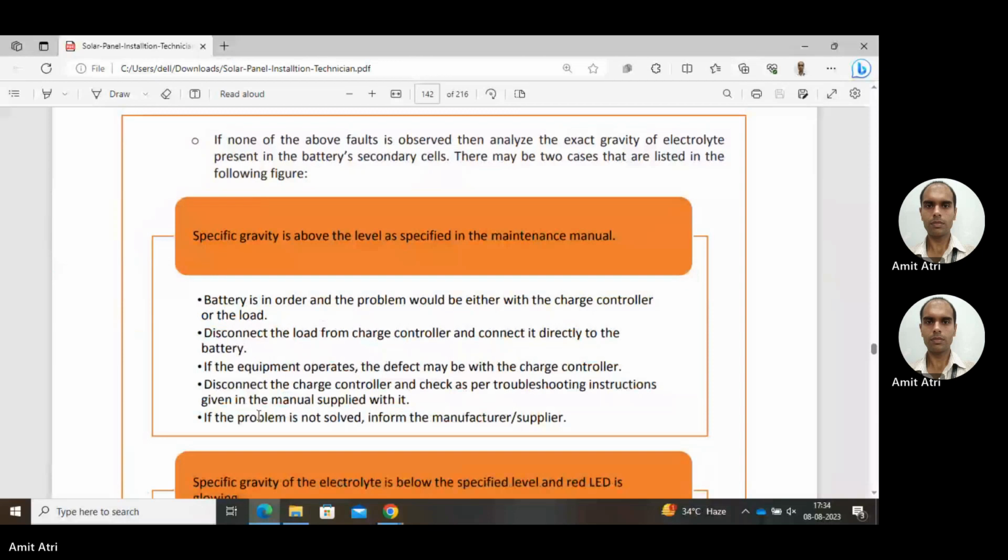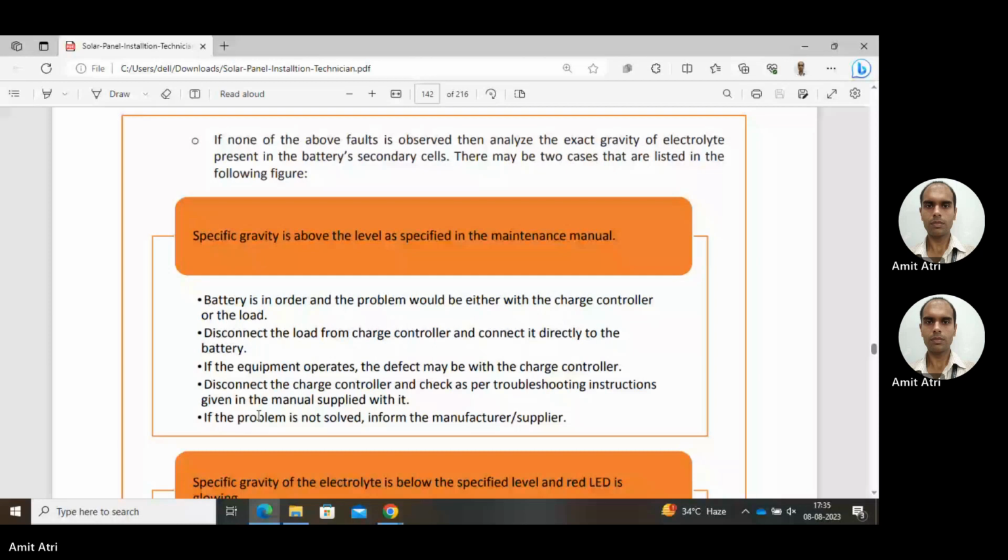So the battery is in order, and the problem would be either with the charge controller or the load. If the specific gravity is above the level, then either the charge controller or the load has some issue. So first disconnect the load from the charge controller and connect it directly to the battery. If the equipment operates, then it means the charge controller is defective, because we have removed the charge controller, directly connected the load to the battery, and it is working. It means that the charge controller was faulty.